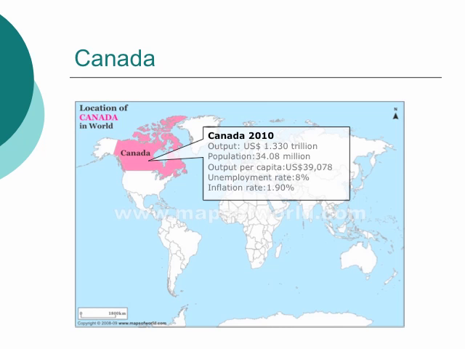So this slide is about Canada's latest figures. Output is 1.33 trillion US dollars. The population of Canada is 34 million people. Output per capita is 39,078 US dollars. The current unemployment rate is 8% and the inflation rate is 1.9%.